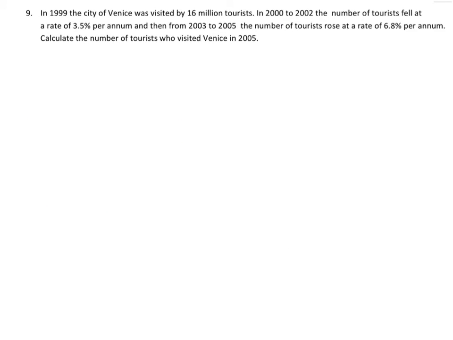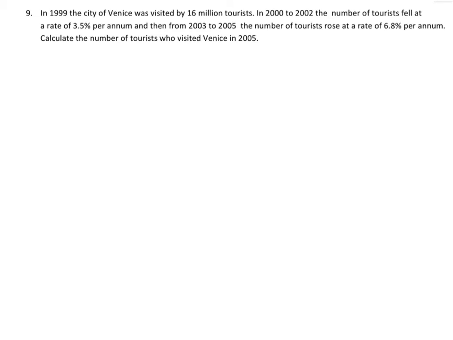This is question number 9 in the calculator section of the homework. In 1999, the city of Venice was visited by 16 million tourists. In 2000 to 2002, the number of tourists fell at a rate of 3.5% per annum. And then from 2003 to 2005, the number of tourists rose at a rate of 6.8% per annum. Calculate the number of tourists who visited Venice in 2005.